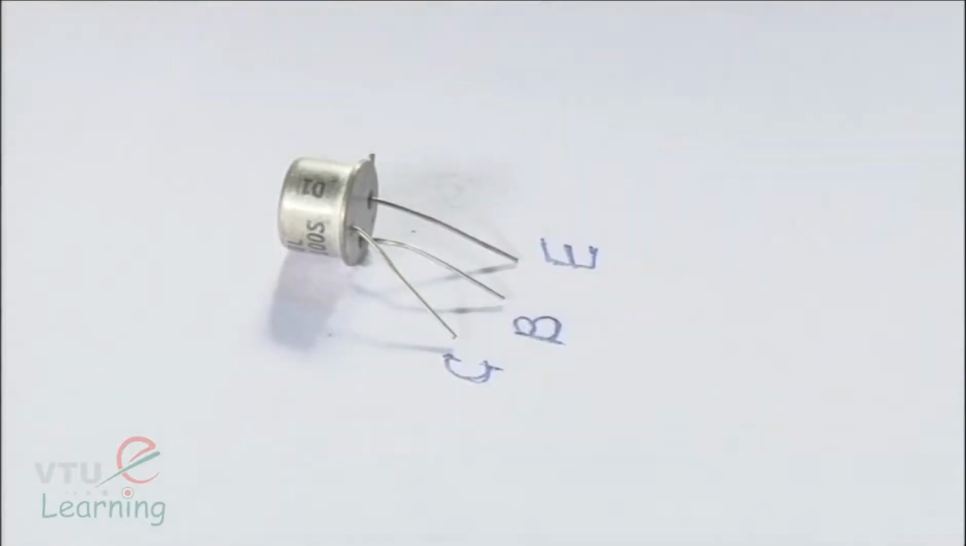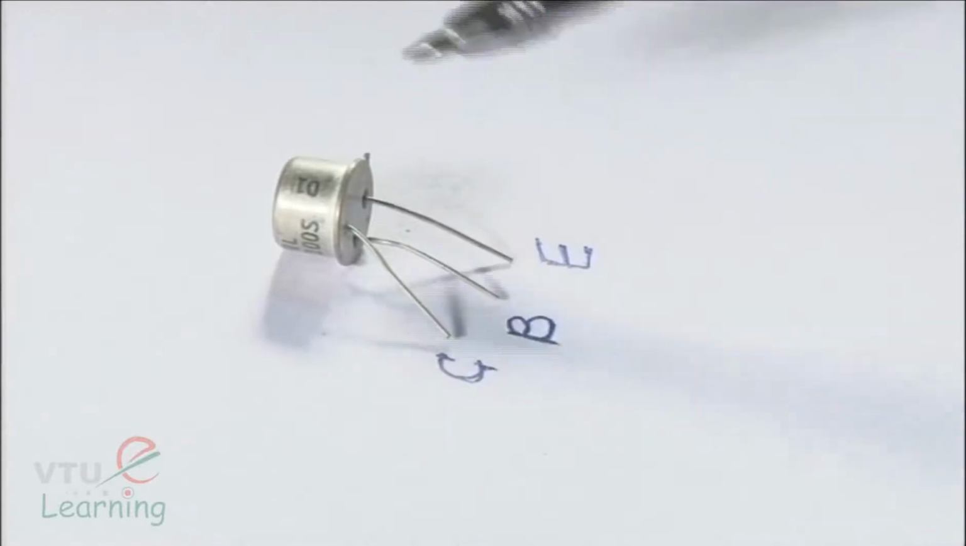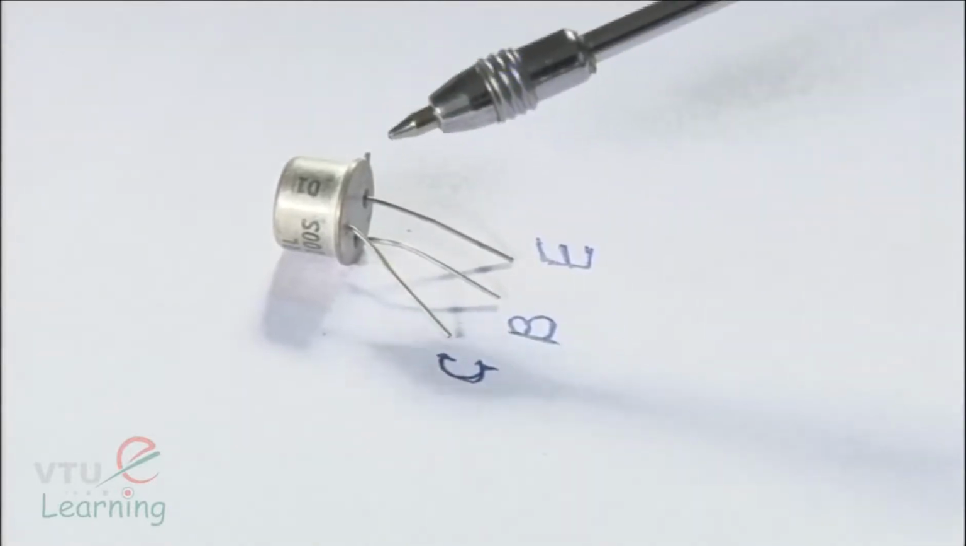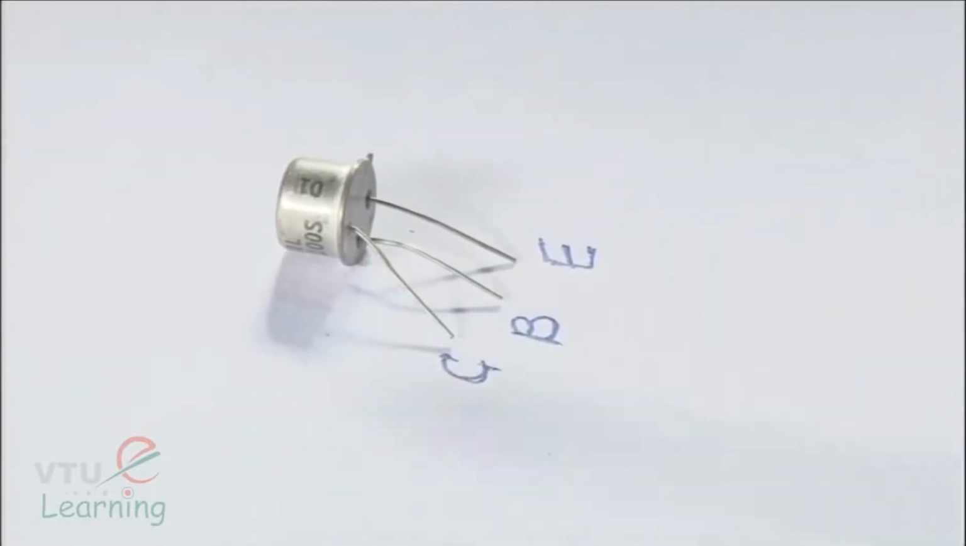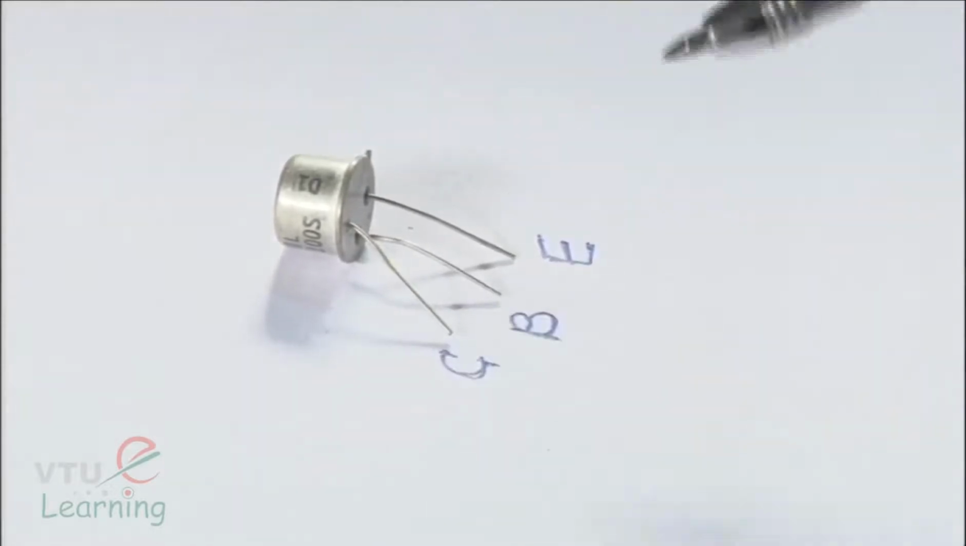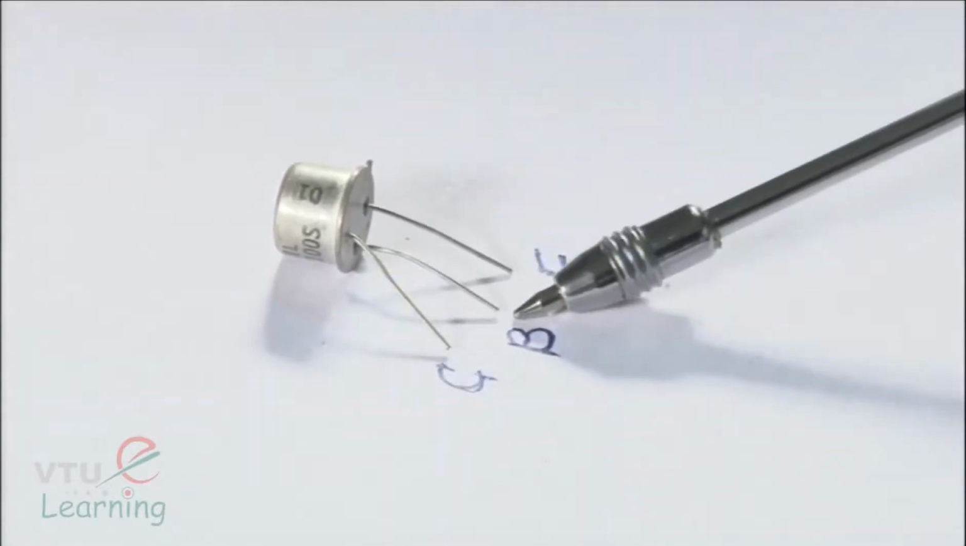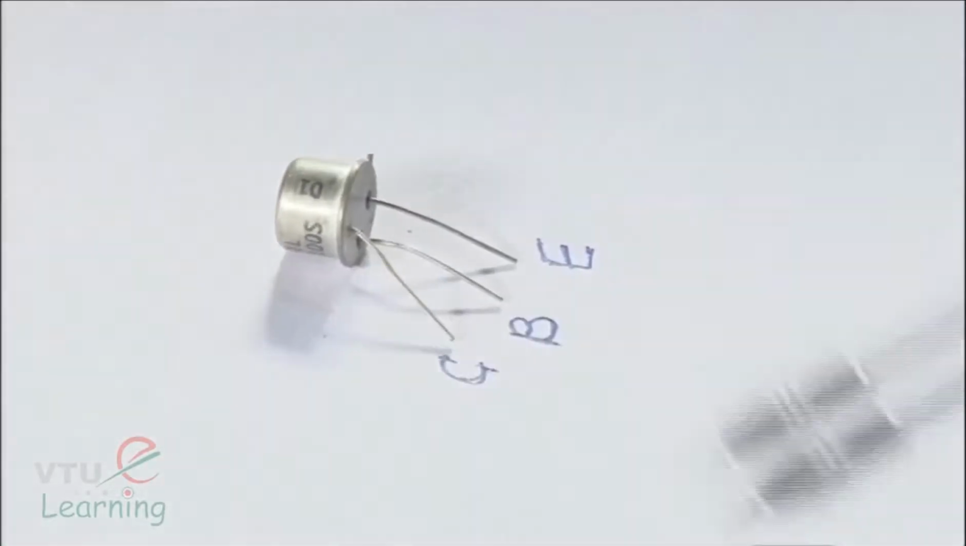Given a transistor in hand, these three terminals are identified by referring to the notch in the device. The terminal very close to the notch is identified as emitter. In the clockwise direction, next comes base, and the next terminal is collector.